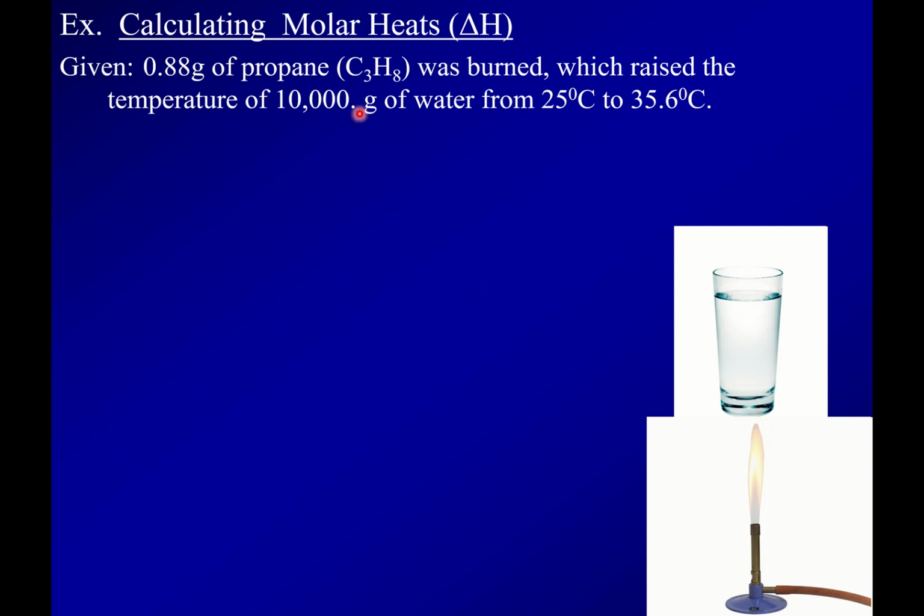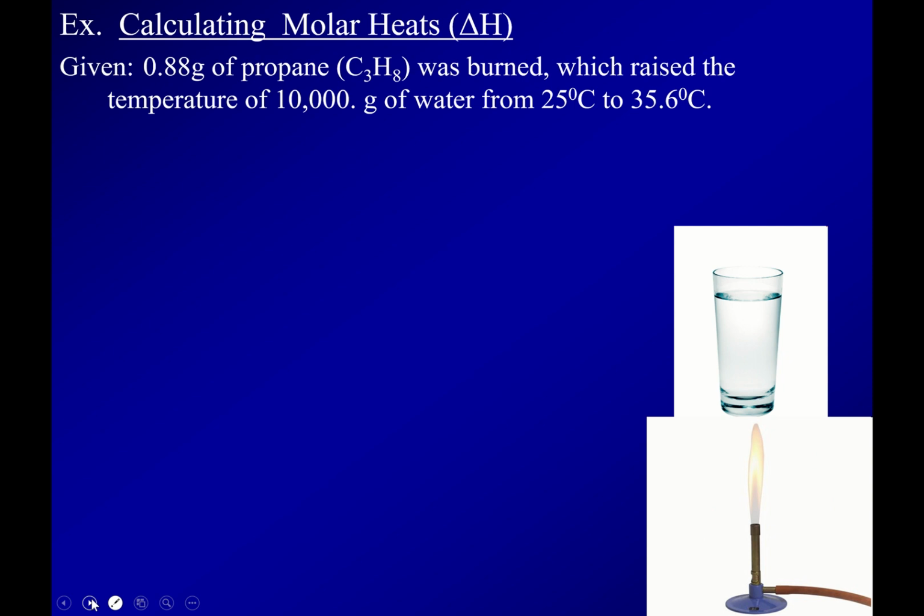So, temperature change of the water, 10,000 grams of water. Temperature goes from 25 to 35.6. So basically, remember calorimetry. We calculate the CP of the water, the mass of the water, change in temperature of the water. Notice we don't even care about the propane. So let's go ahead and do that.